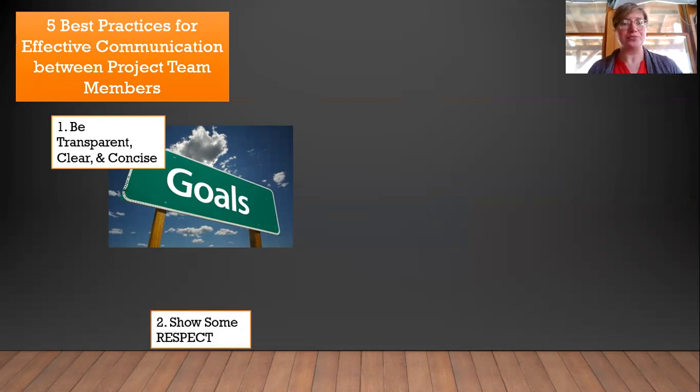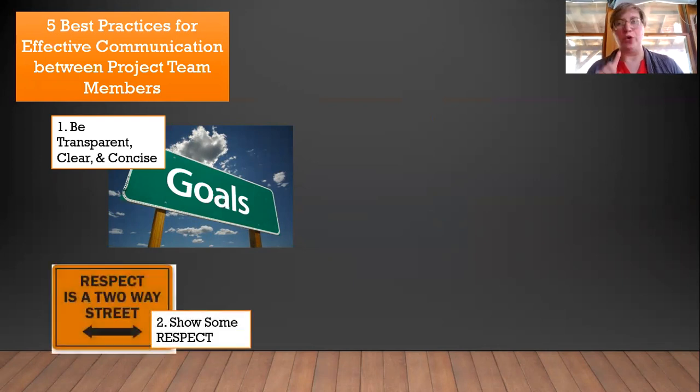Number 2, show some respect. Aretha Franklin said it best, R-E-S-P-E-C-T. Respect is a two-way street. Everyone wants to be given the respect that we've earned in life, but to get respect, we must give it. Respect doesn't mean allowing others to walk all over you and your ideas. Rather, it's about allowing yourself to listen, voice your own opinions with the knowledge that you'll be heard just like everyone else in the group.